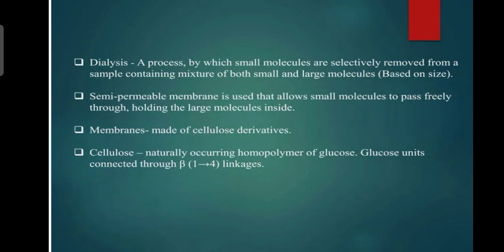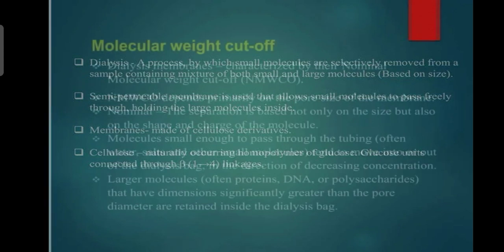A semi-permeable membrane is used that allows the small molecules to pass freely through, holding the large molecules inside. Membranes are made up of cellulose derivatives. Cellulose is a naturally occurring homopolymer of glucose, and the glucose units are connected through beta 1 to 4 linkages.